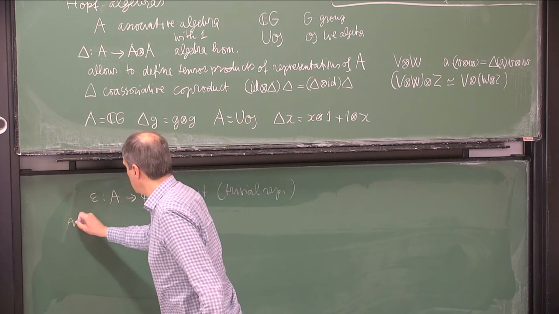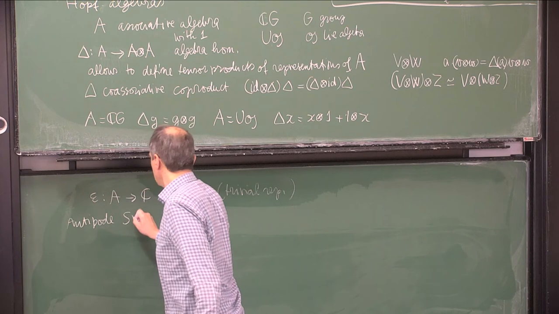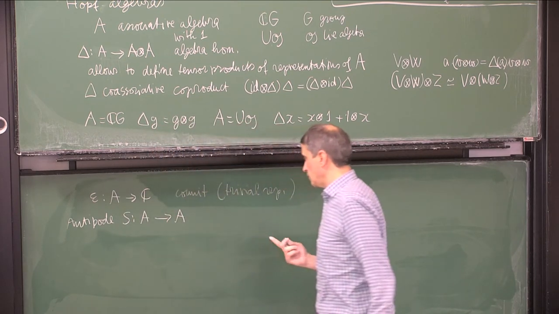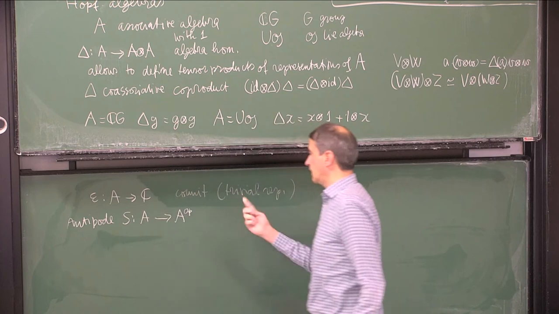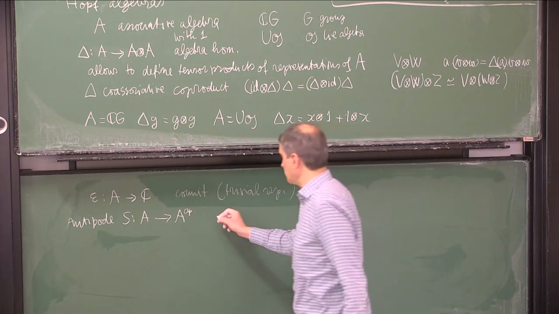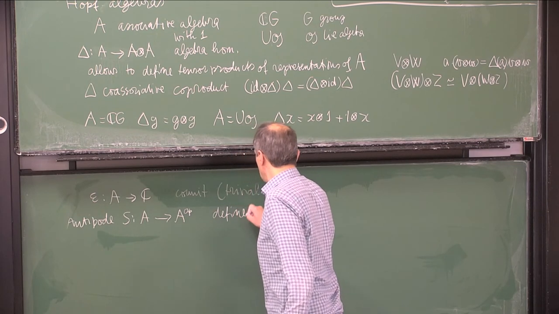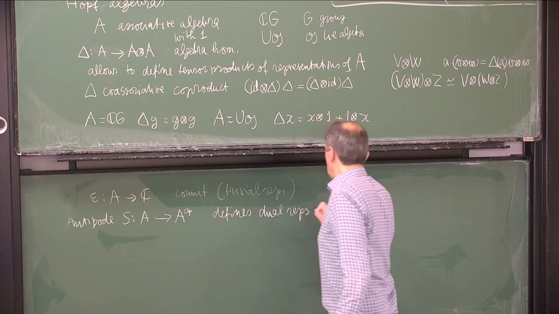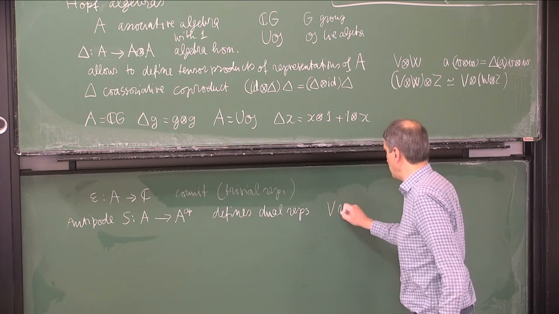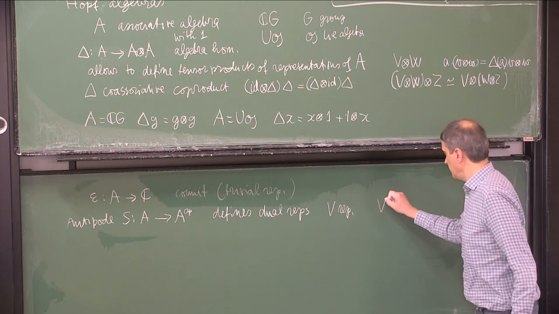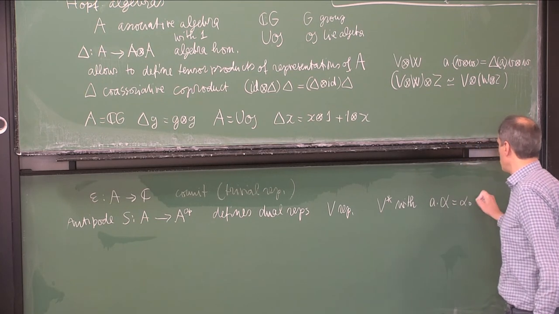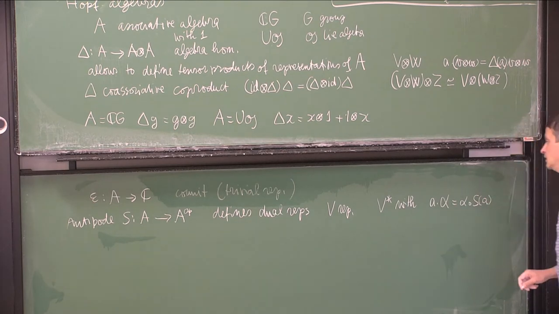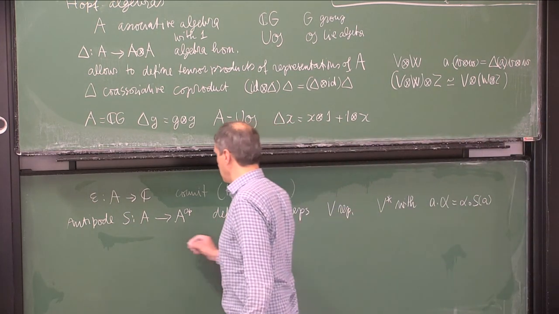And then you have the antipode, which is not an algebra homomorphism, but it becomes an algebra homomorphism if you use the opposite product. It's an algebra anti-homomorphism. And so this allows you to define dual representations: if V is a representation, then V star has the action a times alpha equal to alpha composed with S of a, which is a representation. Plus some axioms which ensure that this is well defined.